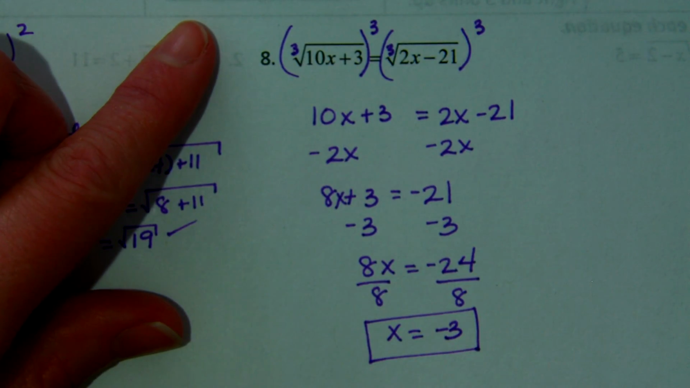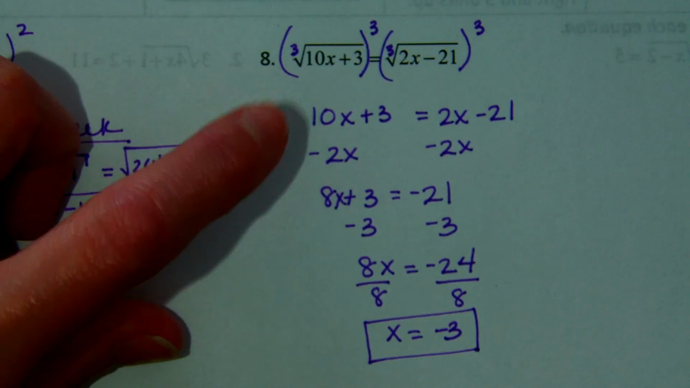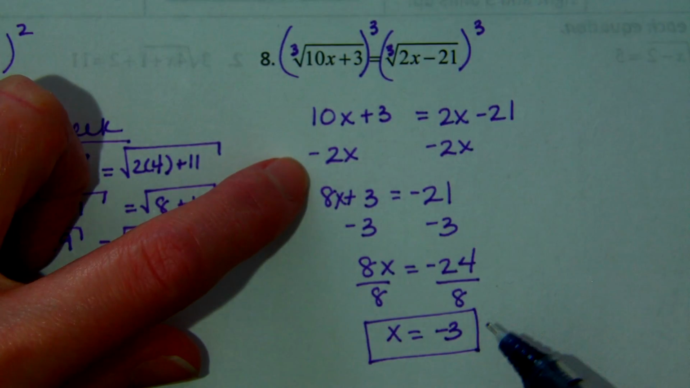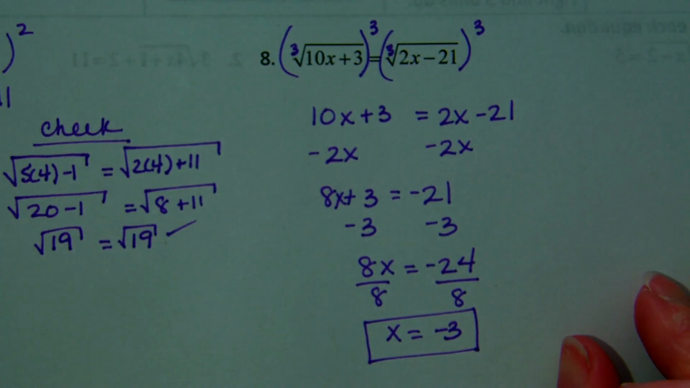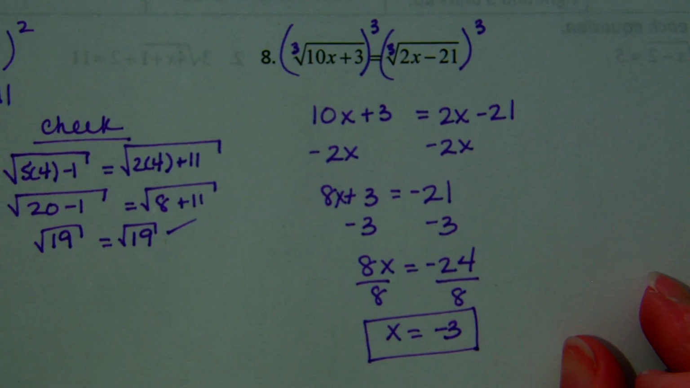Because these are cube roots, we do not have to check for extraneous solutions. I promise that if you worked the problem with square roots, that negative 3 is in fact the answer. It works out. You don't have to worry about extraneous solutions there.